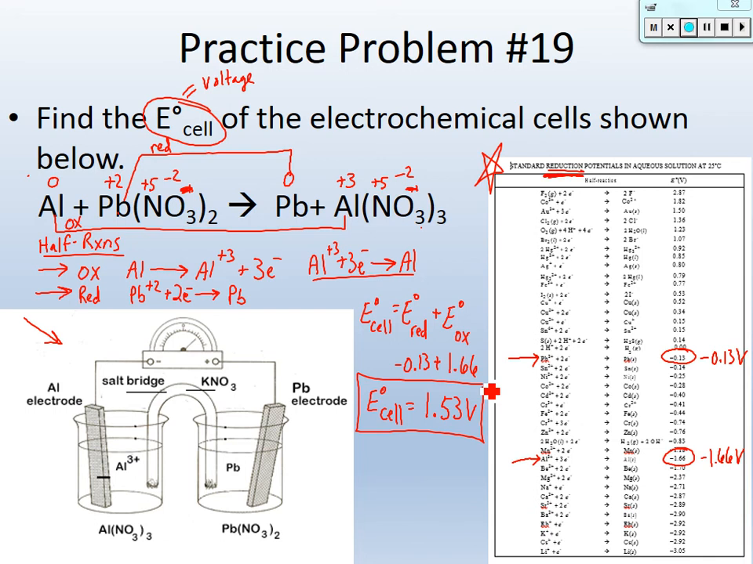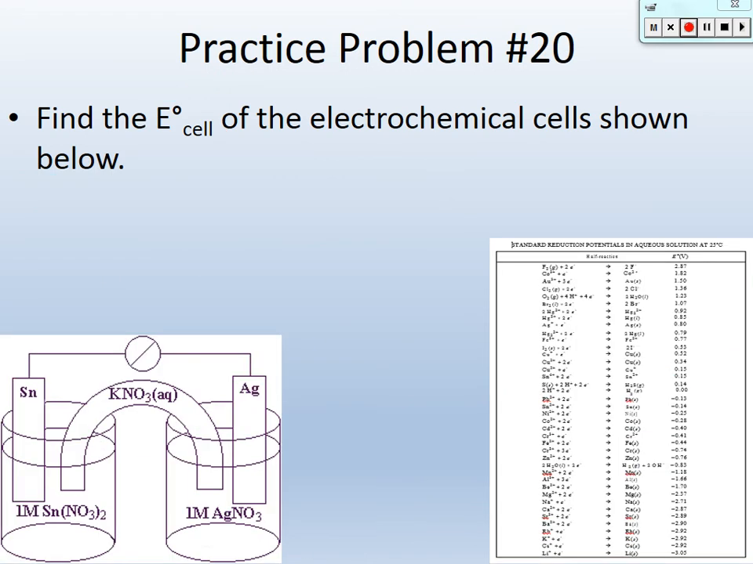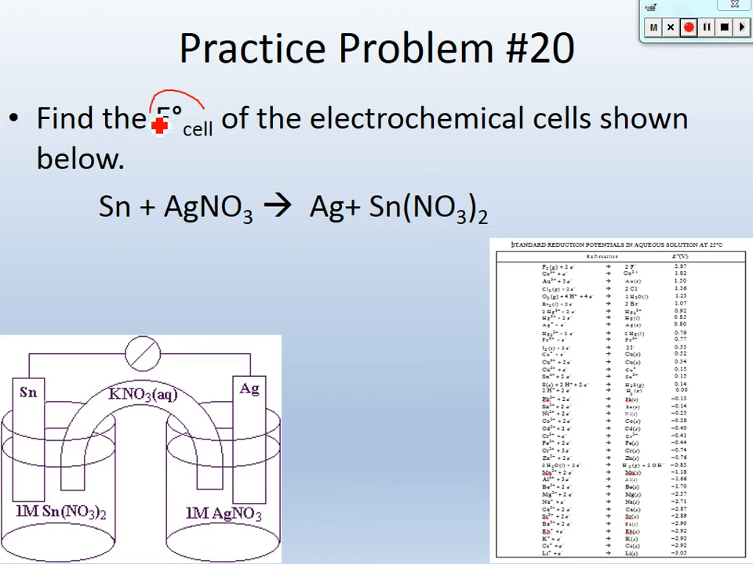Okay, let's go to another one. Practice problem number 20. Again, you're supposed to find the voltage of the cell, the electric potential of the cell, but we have a different electrochemical cell. This time we're using this reaction. And again, I want you to find the E naught of the cell. So you're going to have to find the electric potential of the reduction half and add that to the electric potential of the oxidation half.